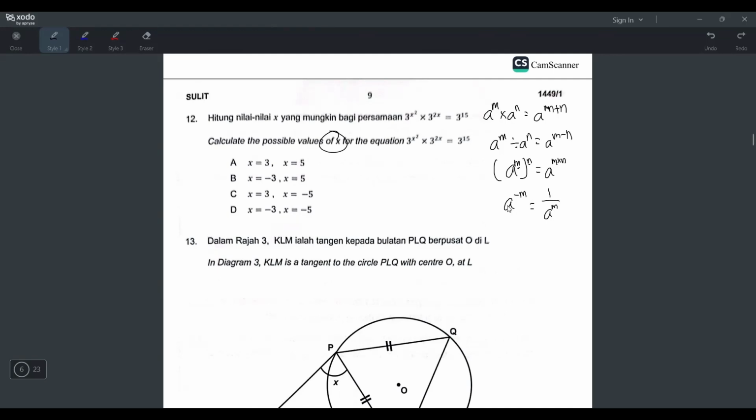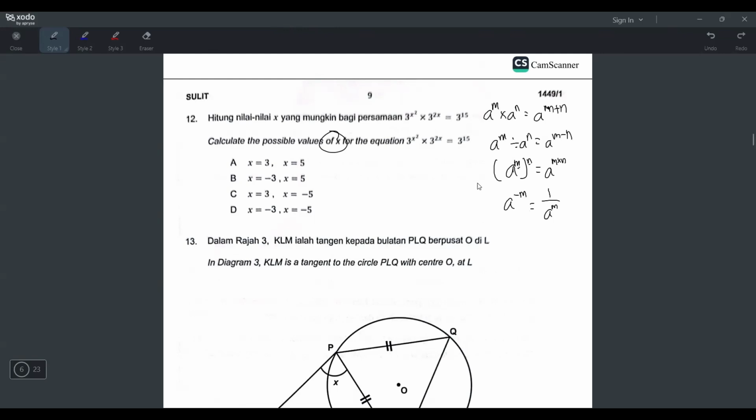Okay, maksudnya atas ke bawah base dia sama lah. Cuma kuasa kena tukar tanda. Right? So you can see A, you letak bawah, the base tetap sama, but the power kena tukar tanda. Okay, and then what else? I think that's all, right? Yeah, I think that's all.